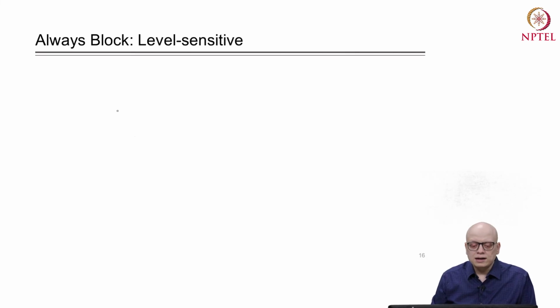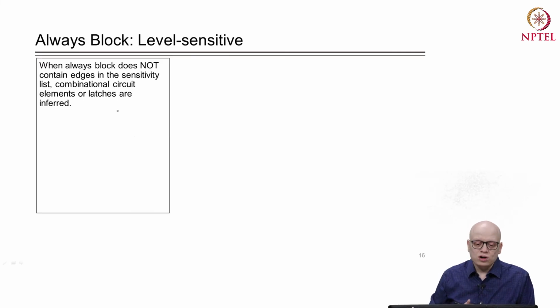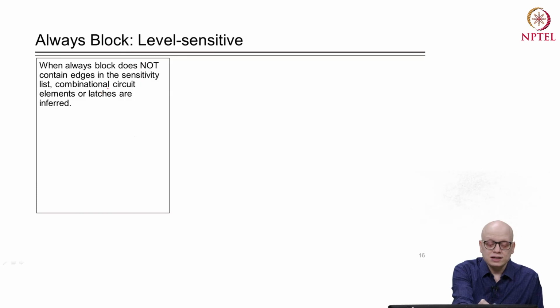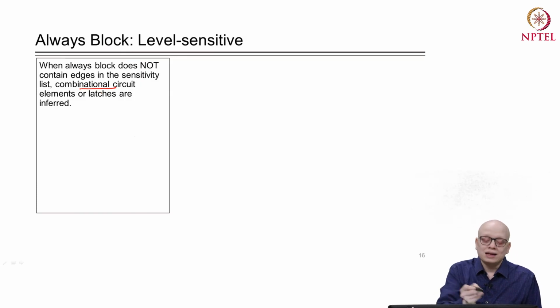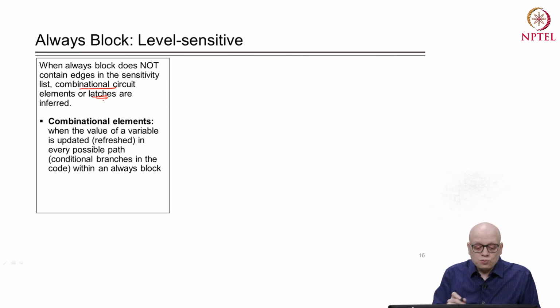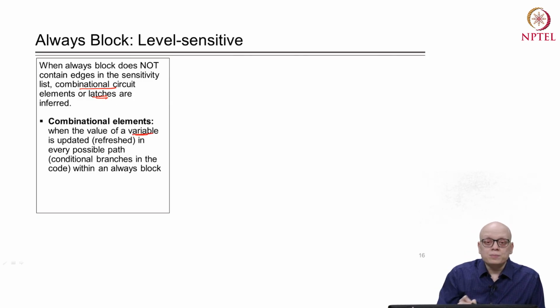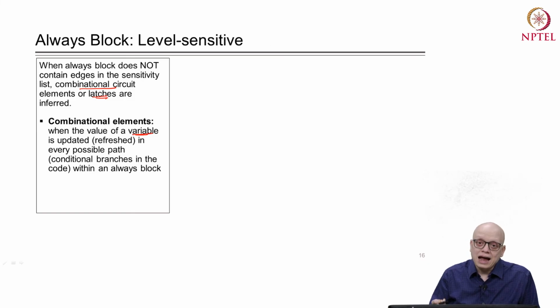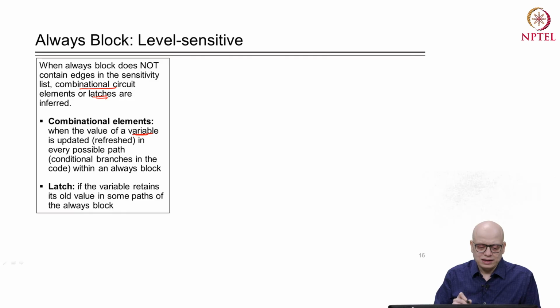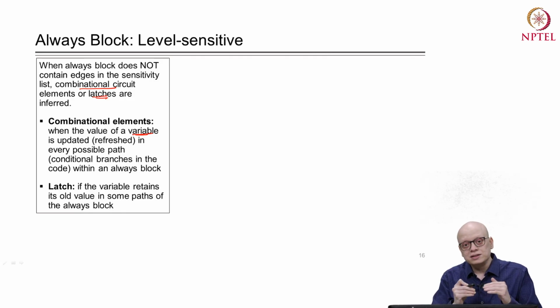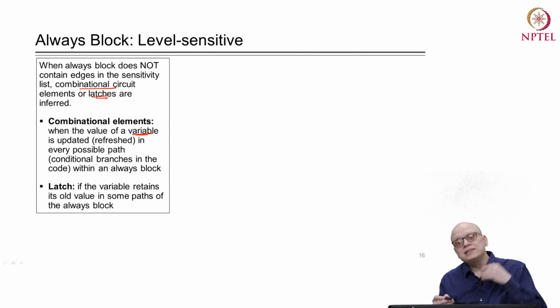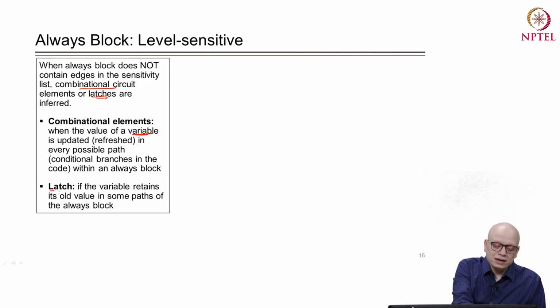Now, let us look at how an always block is synthesized when it is level sensitive. When the always block does not contain edges in the sensitivity list, then either combinational circuit elements or latches will be inferred. When the variable is updated in every possible path of the conditional branches within an always block, then combinational circuit elements will be inferred. And if there is some path in the conditional branches where the variable retains its old value, then a latch will be inferred.